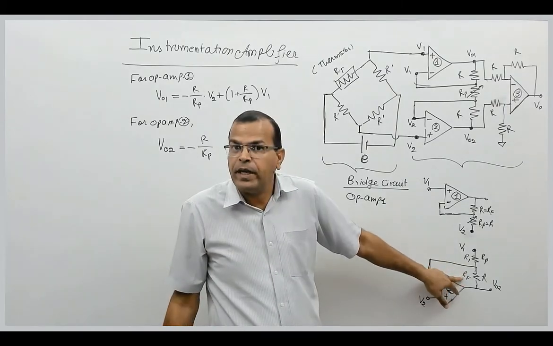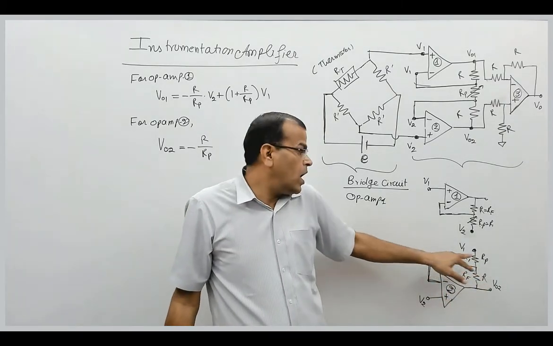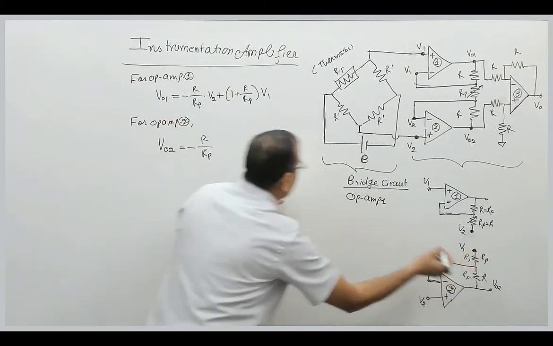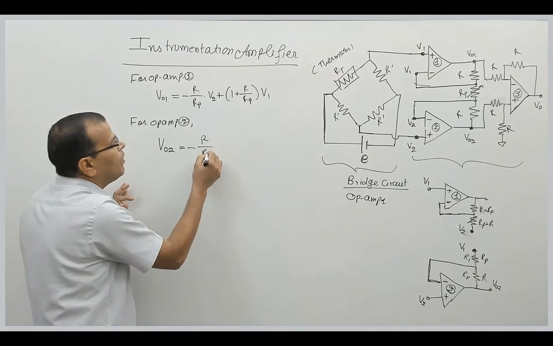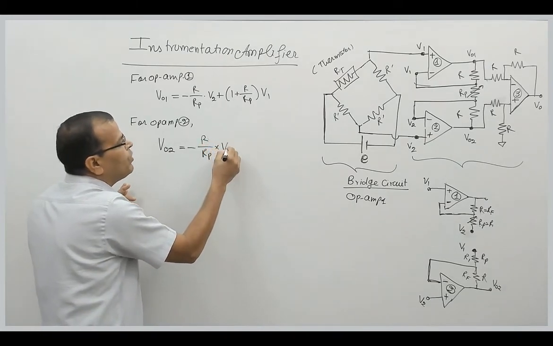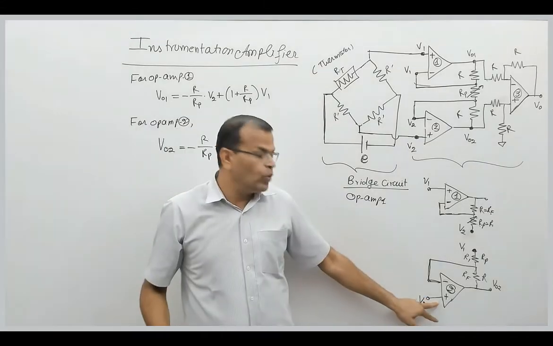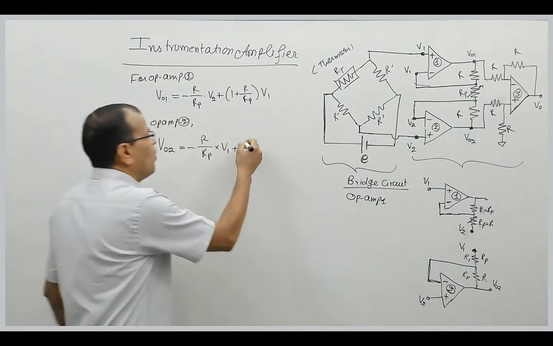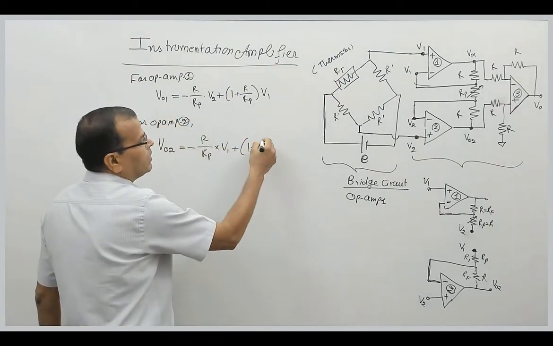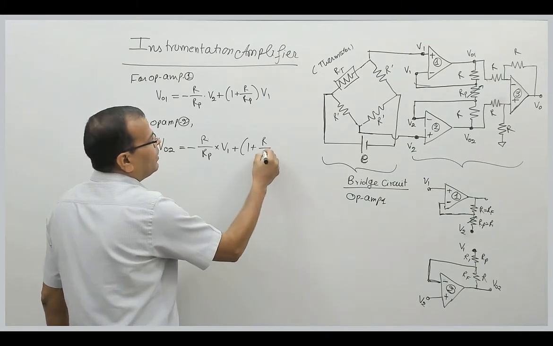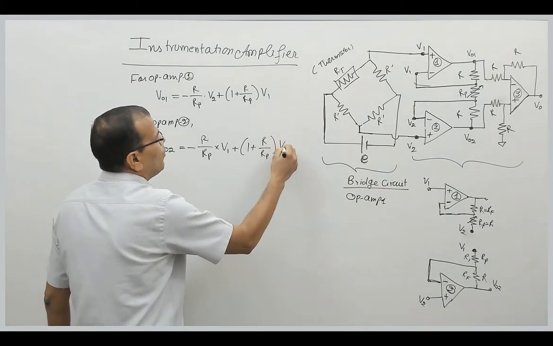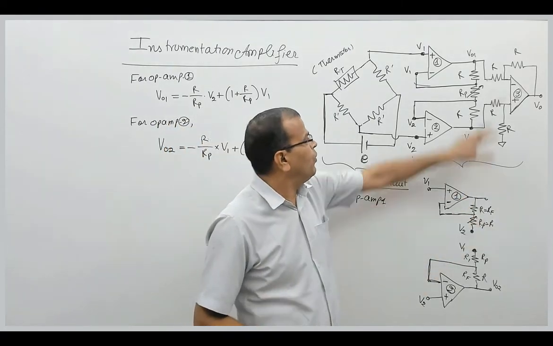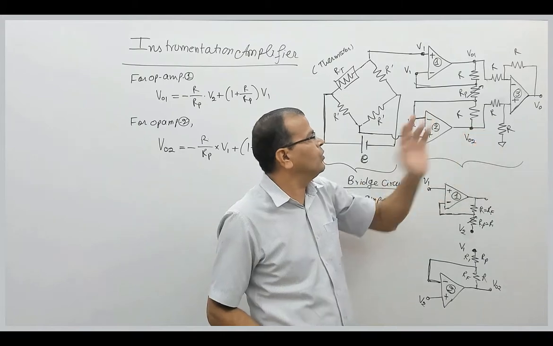So RF was feedback resistance, which is R here. R1 is RP here. So gain with respect to inverting input V1 is minus of R by RP into V1. And gain with respect to non-inverting input is what? 1 plus RF by R1. So 1 plus RF is R, and R1 is RP, into V2. That's it. This is the output V01 and output V02.